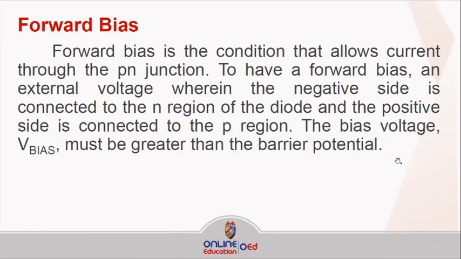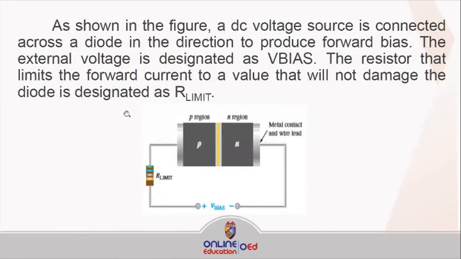Okay, next. As shown in the figure, we have a P region and an N region. As shown in the figure, a DC voltage source is connected across a diode in the direction to produce a forward bias. As you can see, we have a DC voltage source, a battery, V bias, connected across the diode. Then the external voltage is designated as V bias.